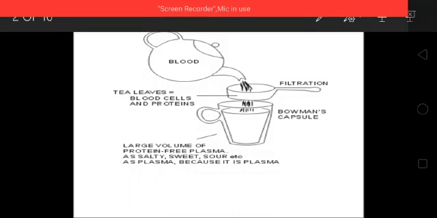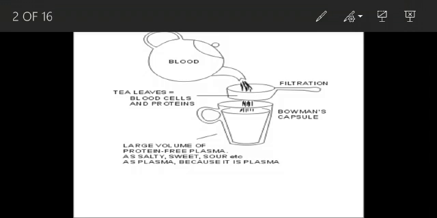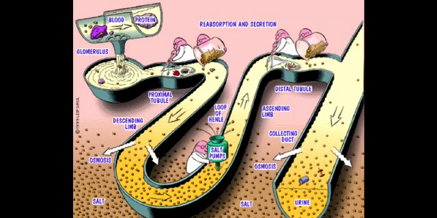When the blood is filtered across the Bowman's capsule, a large volume of protein-free plasma is formed, the same as plasma. So when filtration takes place, protein is not filtered. It comes to the proximal convoluted tubule, where maximum reabsorption takes place.